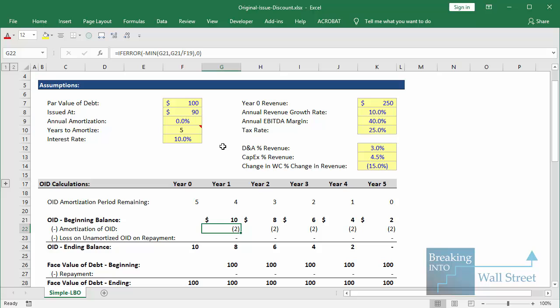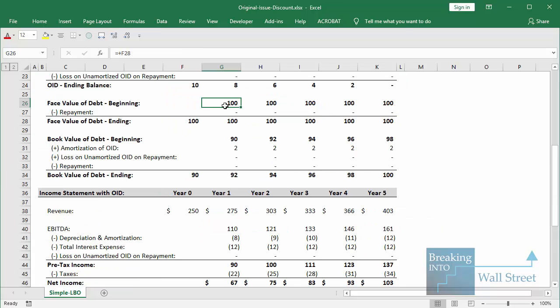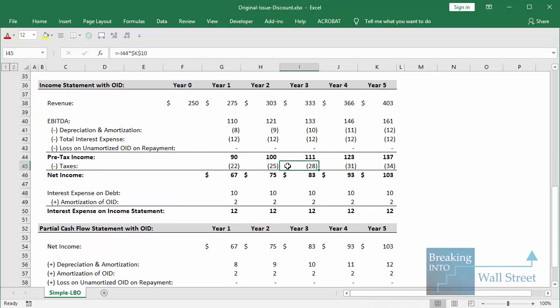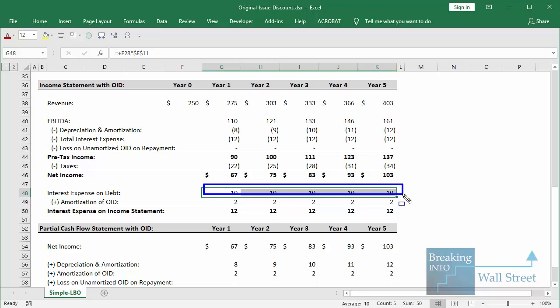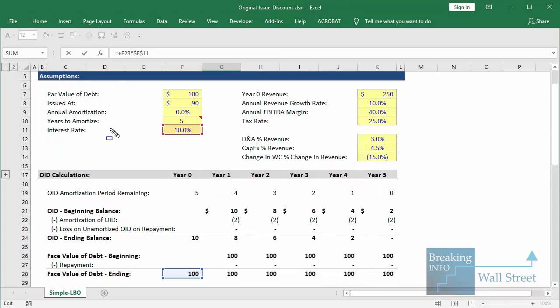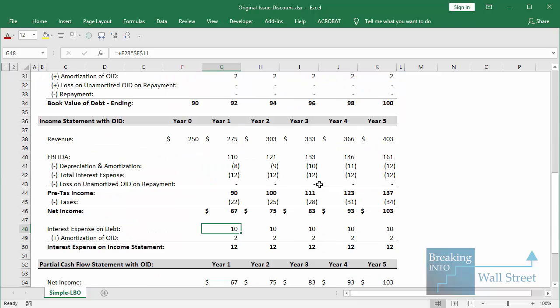So the amortization is based on that 10 divided by the 5-year amortization period, so 2 each year here. The face value of the debt remains the same at 100 because nothing related to the original issue discount or the amortization of it affects this. Now, if you look on the other statements, on the income statement, for example, we have interest expense of 10 each year on the debt. Now, that is cash interest expense because we are assuming here that the debt interest rate is a fixed 10%, so that's where the 10 of interest here comes from.